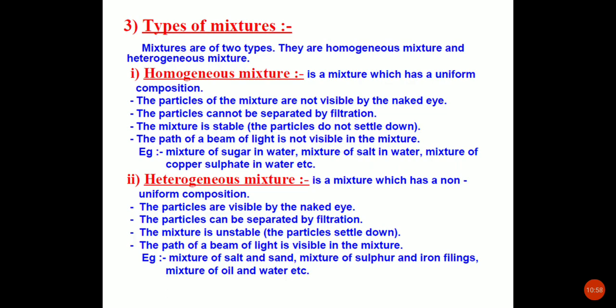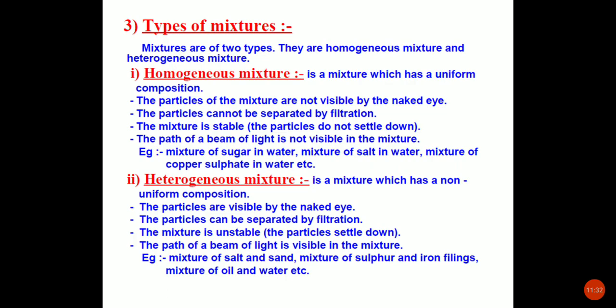So in the case of a heterogeneous mixture, it has non-uniform composition. The particles are visible by the naked eye and can be separated by filtration. The mixture is unstable, that means the particles settle down. The path of a beam of light is visible in the mixture. Examples: a mixture of salt and sand, sulphur and iron filings, oil and water, etc. These are examples of heterogeneous mixtures.